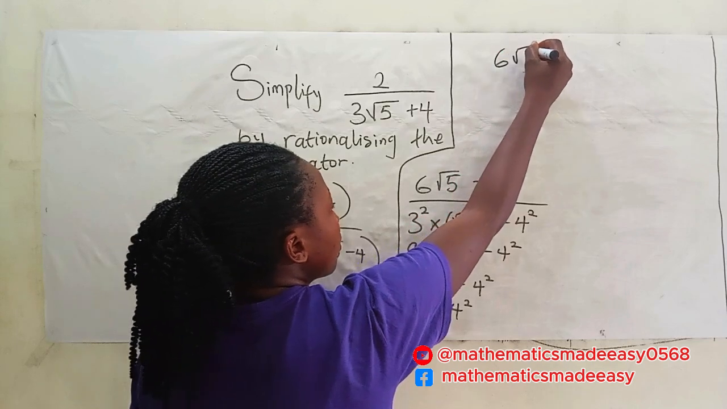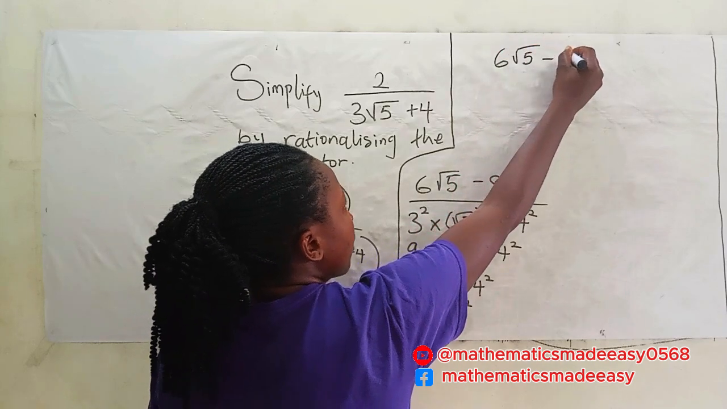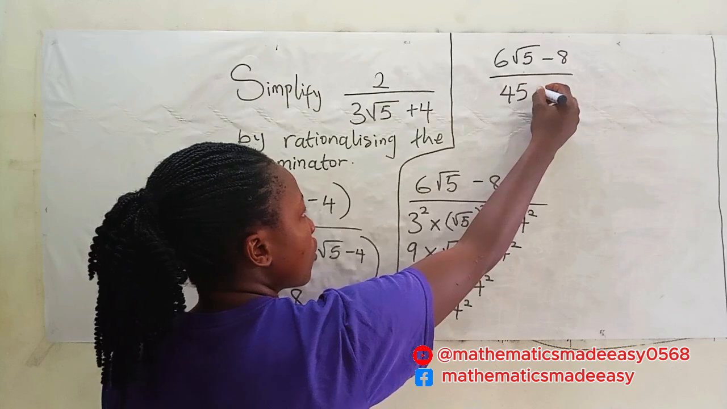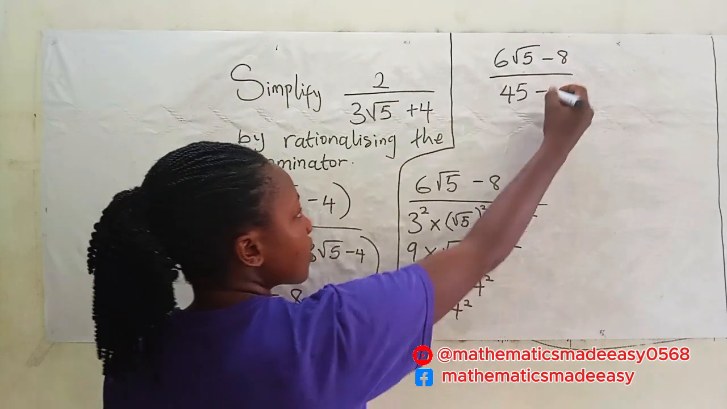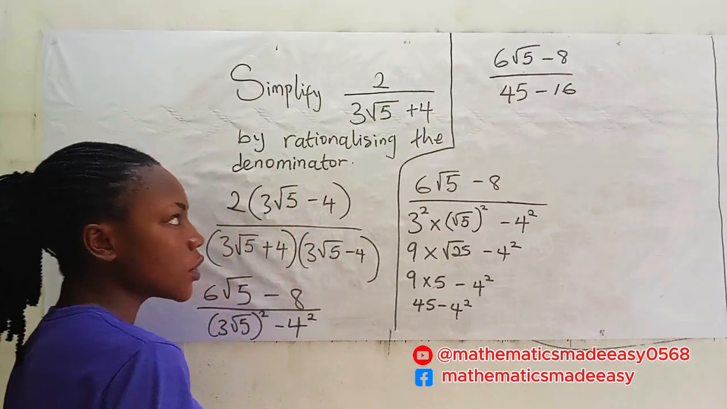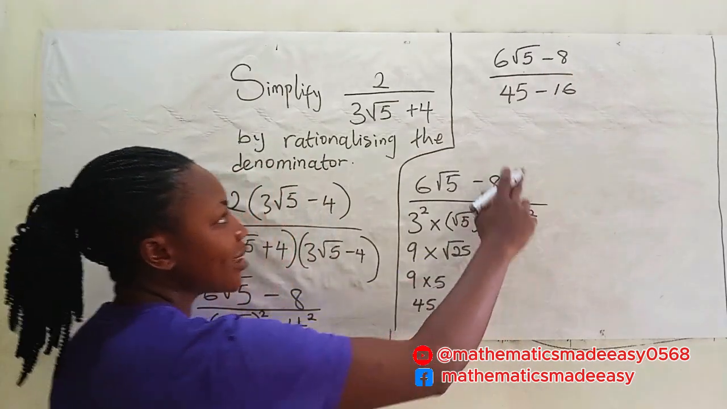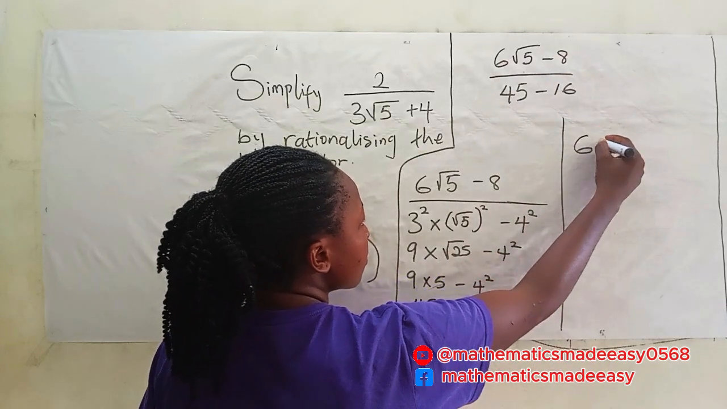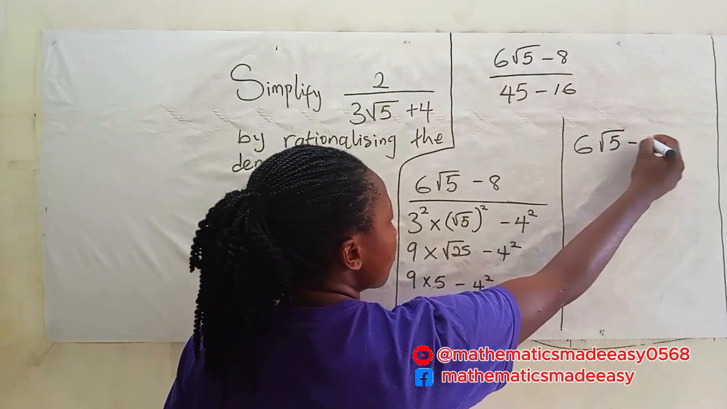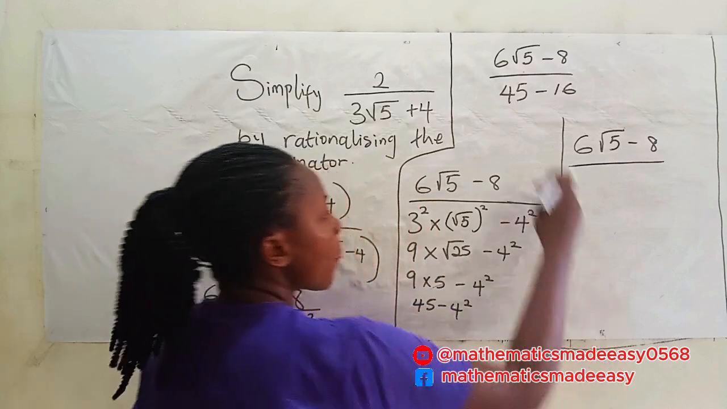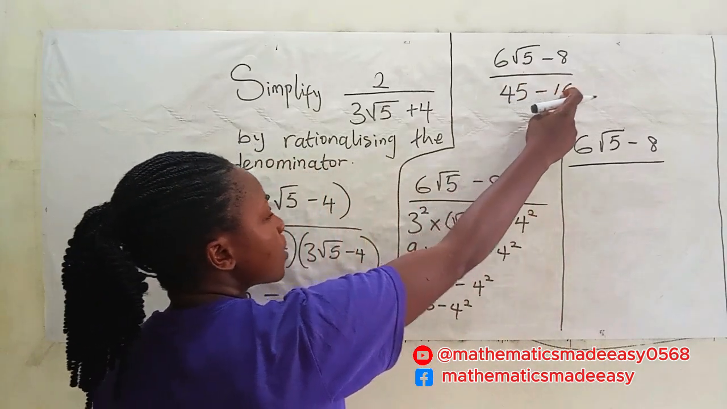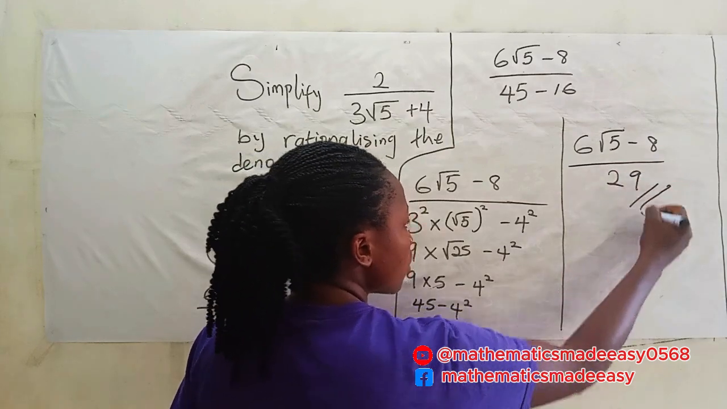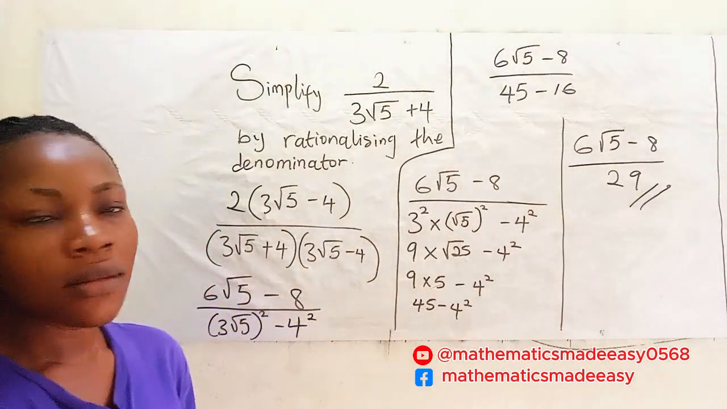So we are having 6 root 5 minus 8 all over 45 minus 4 squared, which is 16. Okay? So our final answer is going to be 6 root 5 minus 8 all over 45 minus 16, which is going to give us 29. So this is our final answer.